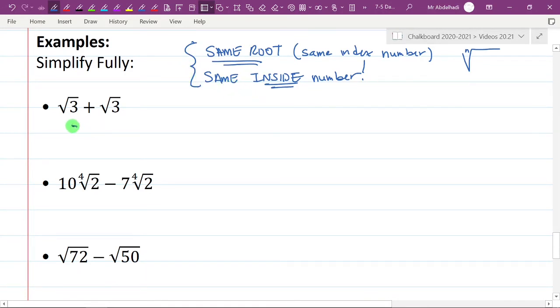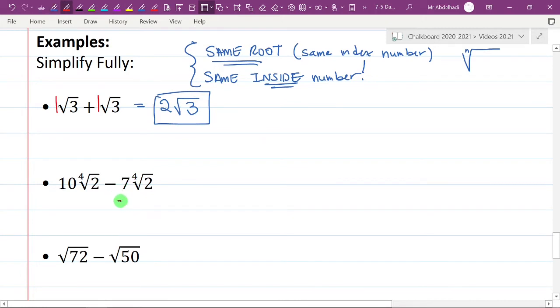So let's take a look over here. We have a square root of 3 plus a square root of 3. They're both square roots, so they are the same kind of root. They both have a 3 inside, so they have the same inside number, same argument. So that means you can add them. Now, everything has a number in front of it. If there's no number in front of it, then you assume it's a 1, right? You have 1 square root of 3 plus another square root of 3, and that's going to equal 2 square roots of 3. And there you go.